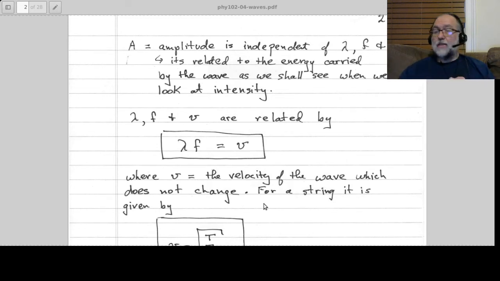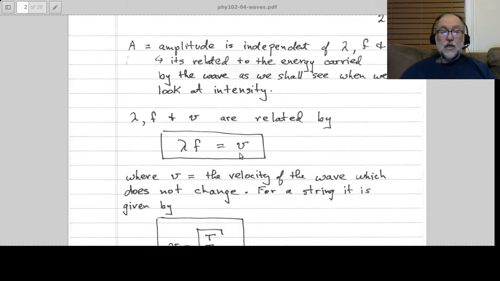Or say water waves, like waves in your bathtub. You bob your finger in a tub of water, and you'll see the wavelets traveling out. Those wavelets will always travel at the same speed for that particular situation. So given any particular medium, the velocity of the waves is the same. That cannot change. So the velocity is fixed.